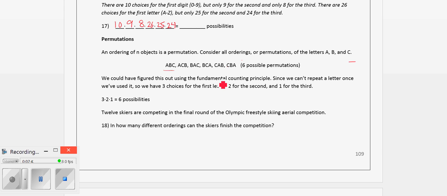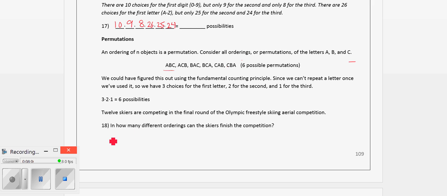We could have figured this out using that fundamental counting principle because we know that this is like the fundamental counting principle without repetition. Once you've used an A, you can't use it again for the next 2 letters. So 3 possibilities for the first, 2 for the second, 1 for the third. We just multiply it out, 6 possibilities or 6 permutations.